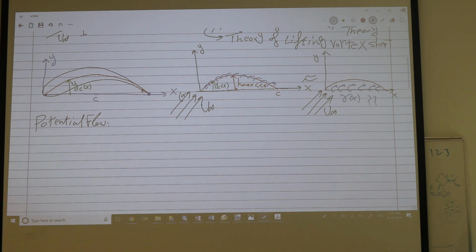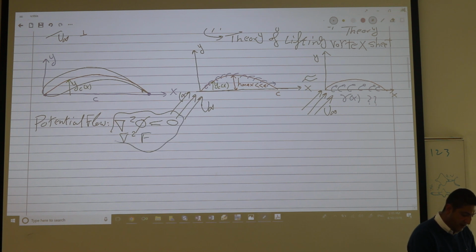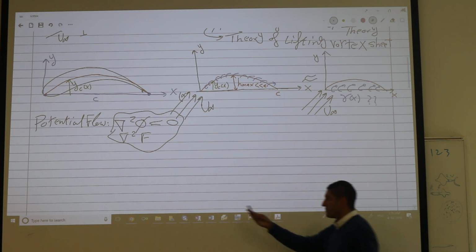Why were we able to do all this stuff? How were we able to arrive at CL equals 2 pi alpha? What's the governing equation that allowed us to do that? Laplace is not a transform. Laplacian. Laplacian squared phi equals 0. This is the governing equation, or Laplacian squared psi equals 0, or Laplacian squared f equals 0. This is the main governing equation of a potential flow. This is what we're solving.